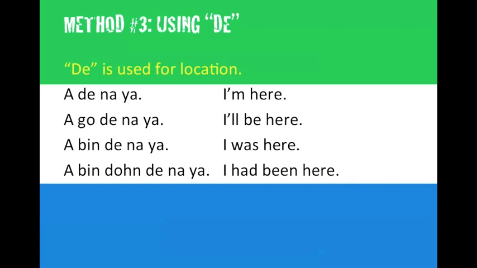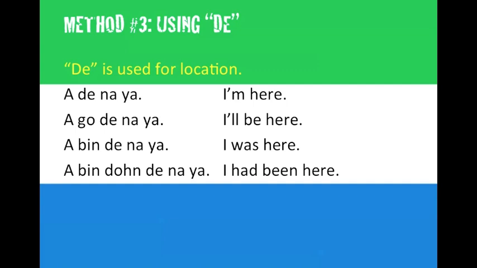Third method. In some languages such as Spanish and Portuguese, you have a distinction between being, as in defining what something is, and being in a locative sense, location, where you are at a certain point in time. So de in Krio expresses the same idea, the idea of location.